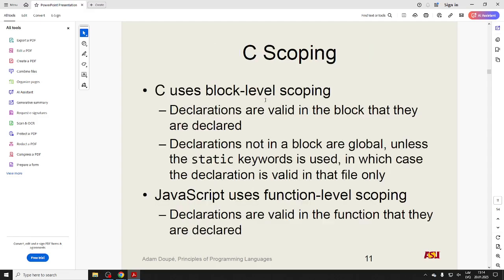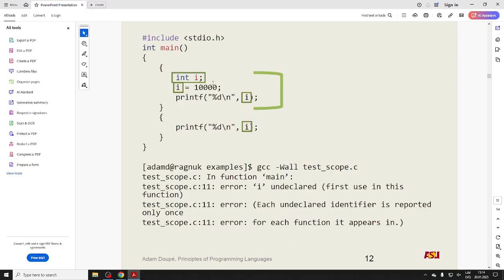Here's an example. C uses block level scoping. You have blocks. JavaScript is usually function level scoping, at least the original JavaScript. So again, very different. C++ also works like C here. Of course, i is in scope, and this will be an error.